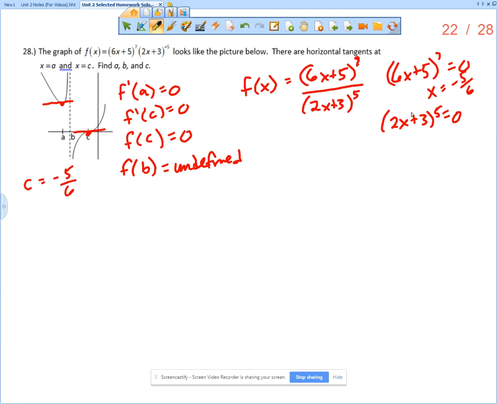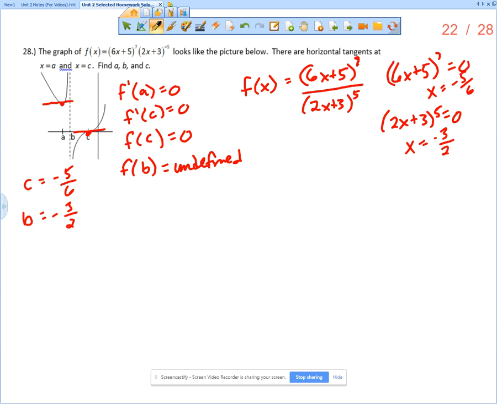So then over here, (2x + 3)^5 equals 0. So I take the 5th root, subtract 3, divide by 2. So that means that x equals negative 3 halves. So what does that mean? That meant the denominator was 0, which means that the function is undefined. That means that b must be negative 3 halves. Now, does that make sense? b is on the left of c. So is negative 3 halves less than negative 5/6? The answer is yes.